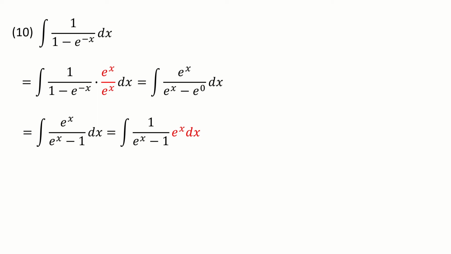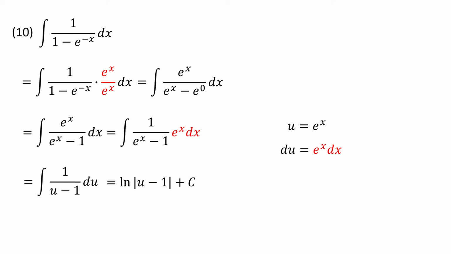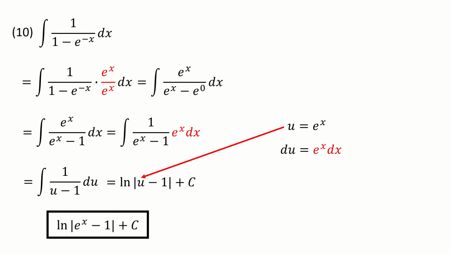Then we make the substitution. Let u equal e to the power x, so du is e to the x dx. So we got an integral with respect to u. And the result is log u minus 1 plus c. Finally, we replace u with e to the power x. And here is the answer.